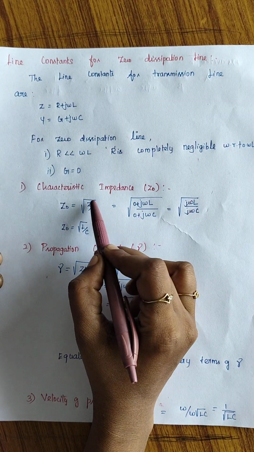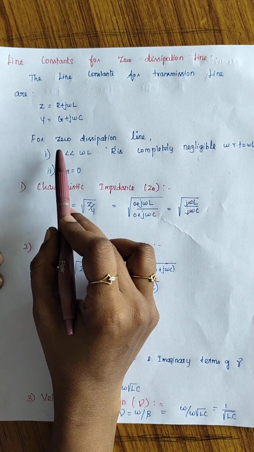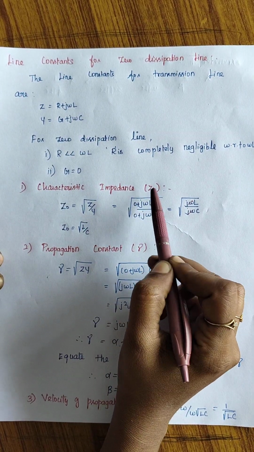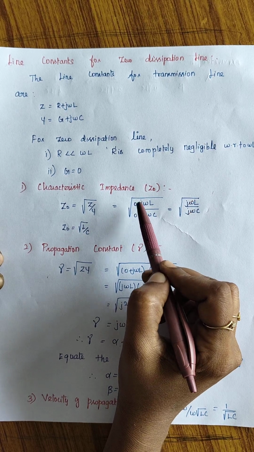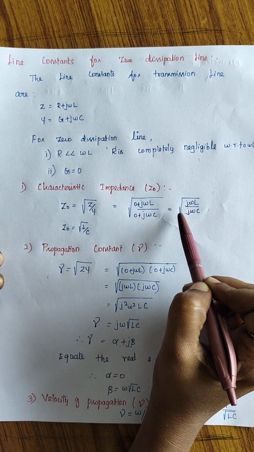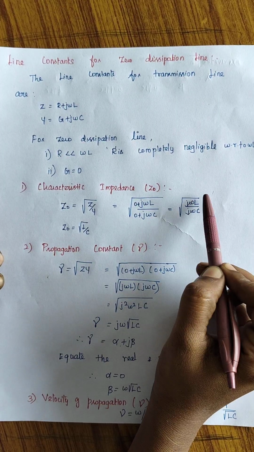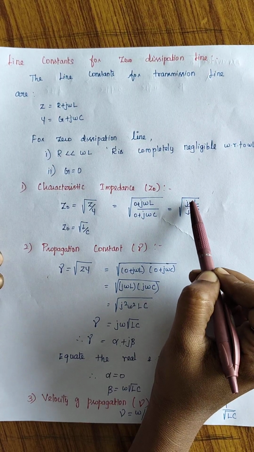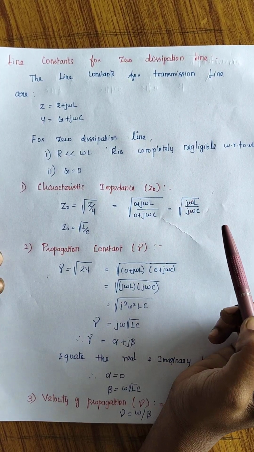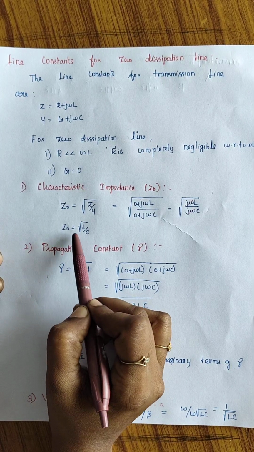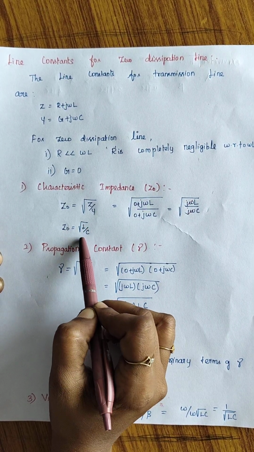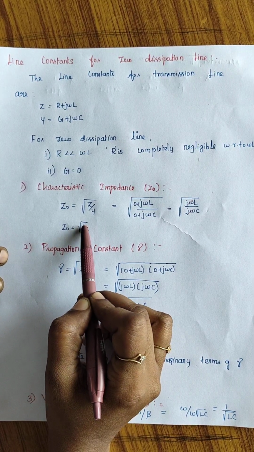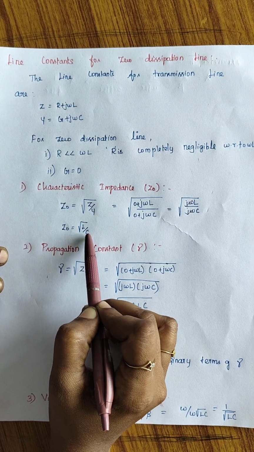Now what values do we put using the zero dissipation line condition? We substitute R equal to 0 as well as G equal to 0. We get the square root of j omega L divided by j omega C. Here the j omega terms cancel each other. Finally we get Z naught is equal to square root of L by C. So the characteristic impedance is directly proportional to the inductance and inversely proportional to the capacitance value.